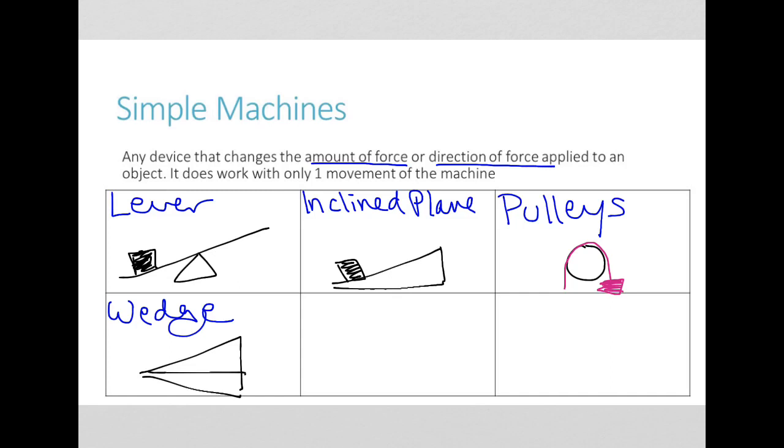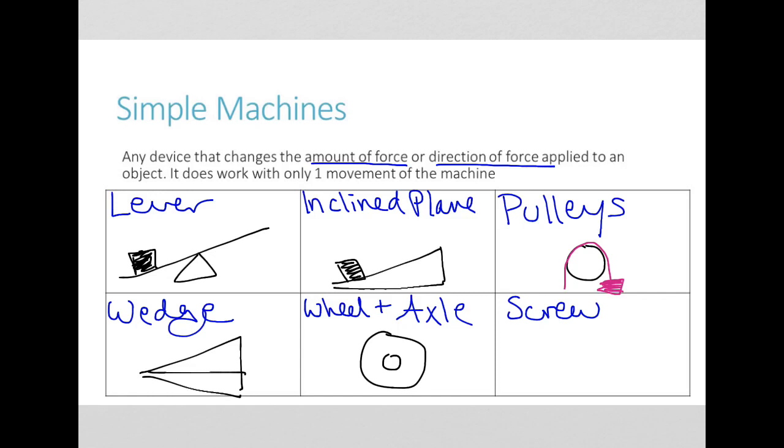We will have a wheel and axle. I can't remember, is it axle? I want to say it's axle. Yeah, that looks better. And that'll look like this. And last but not least, we have a screw. And we'll talk a little bit about that as well. But the big ones that we're going to be focusing on for our class are a lever and an inclined plane.